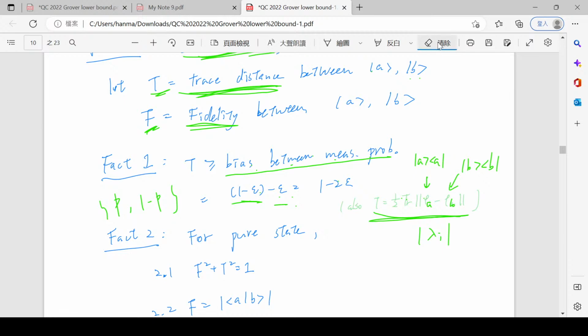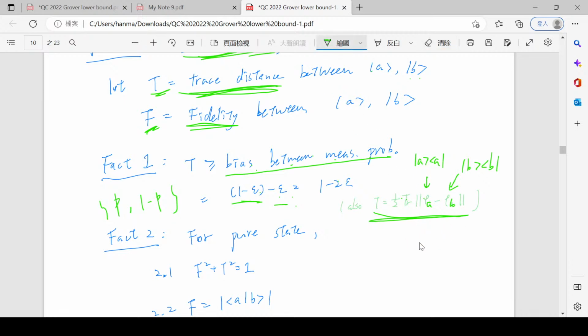So it's very operational. It means how well you can distinguish the states A and B. So if the trace distance is 1, then you can distinguish with perfect probability. So if trace distance is 1, then one of them can be 1 and the other 0. And if it's 0, then they are the same state, and whatever measurement you do, you will get the same probability distribution.